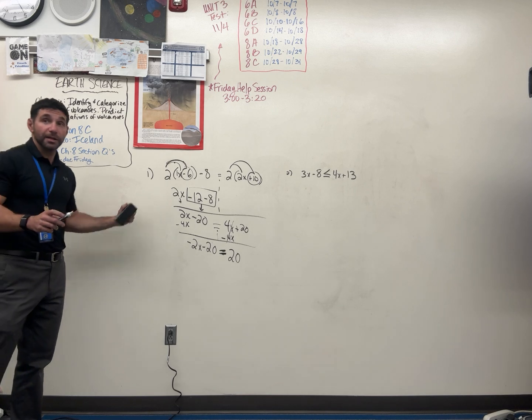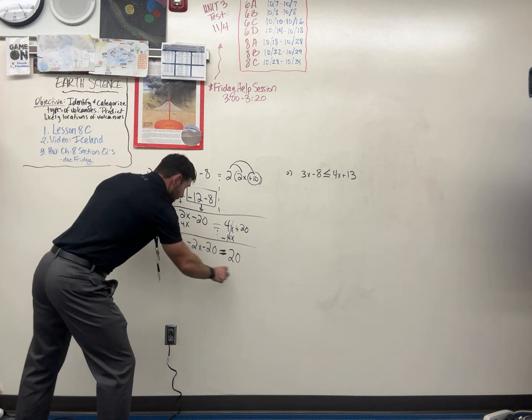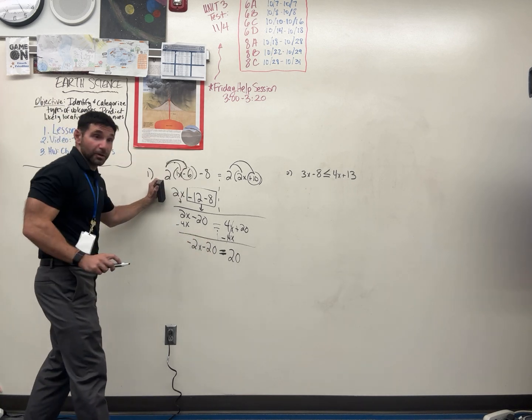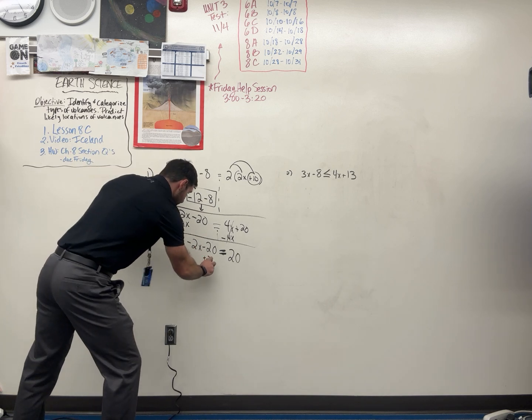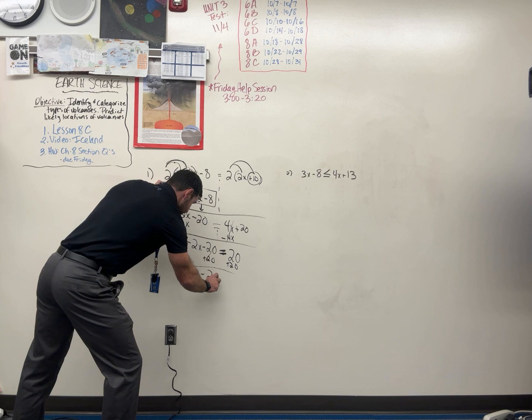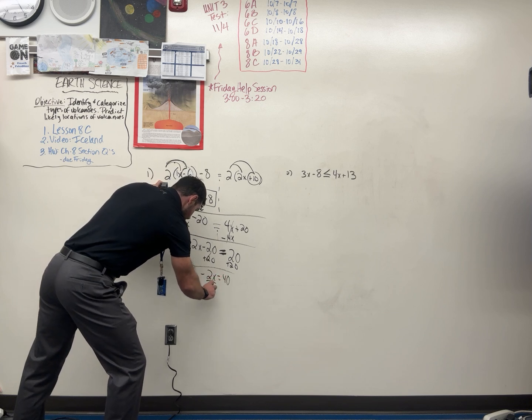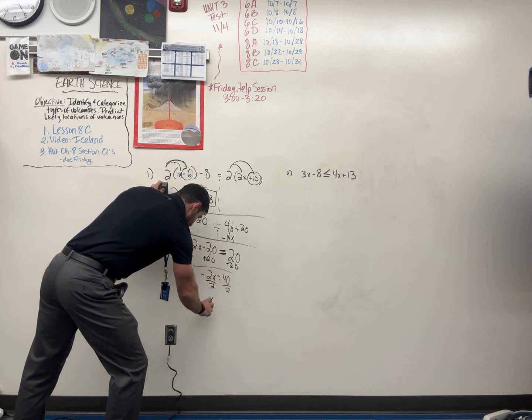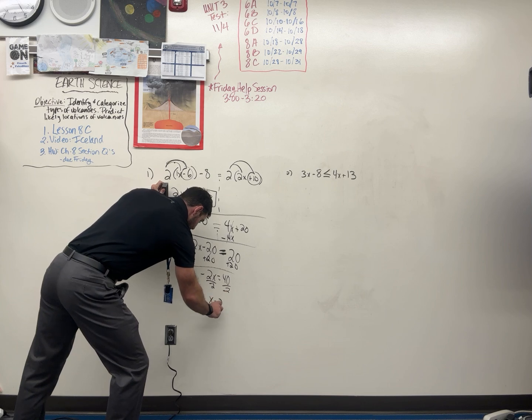Now we're going to combine constants. That's step 5 according to that sheet. The constants are the things without variables. I add 20 to both sides. That gives me negative 2x equals 40. Divide by negative 2. X equals negative 20.